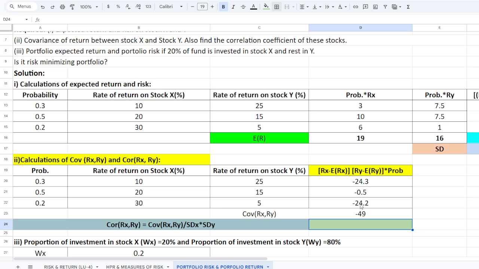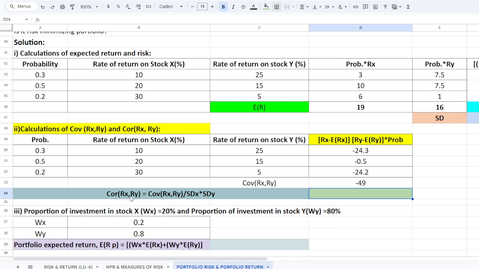Remember friends, covariance will just study the movement of the stock. For example, if we have a negative, it means that if X is upward, then Y would be downward. Okay, in the opposite direction, I mean to say that.